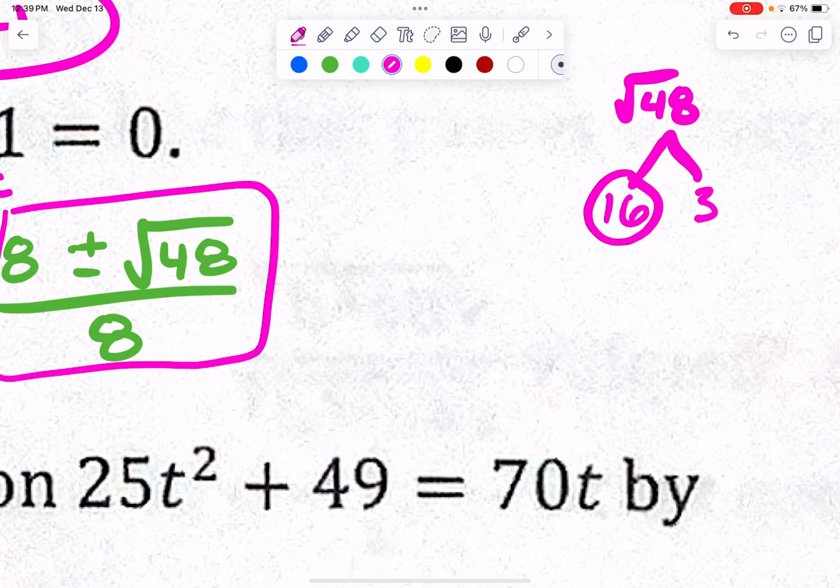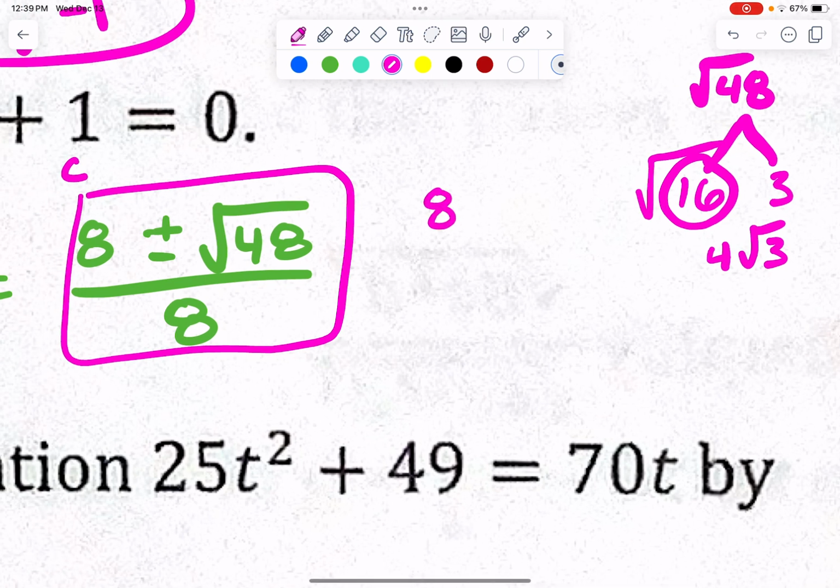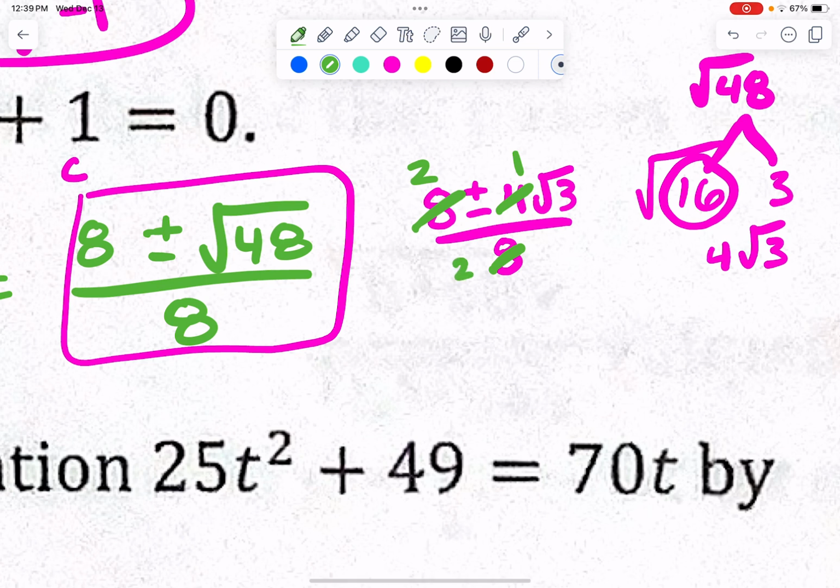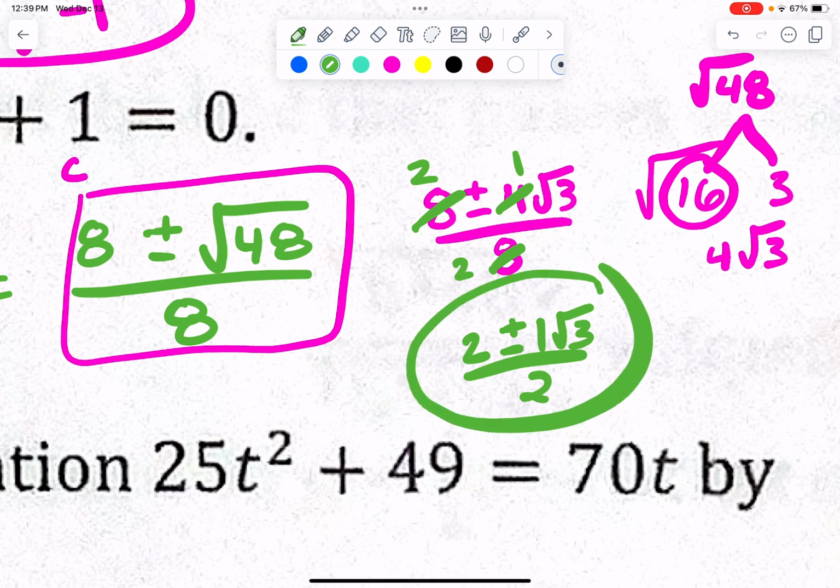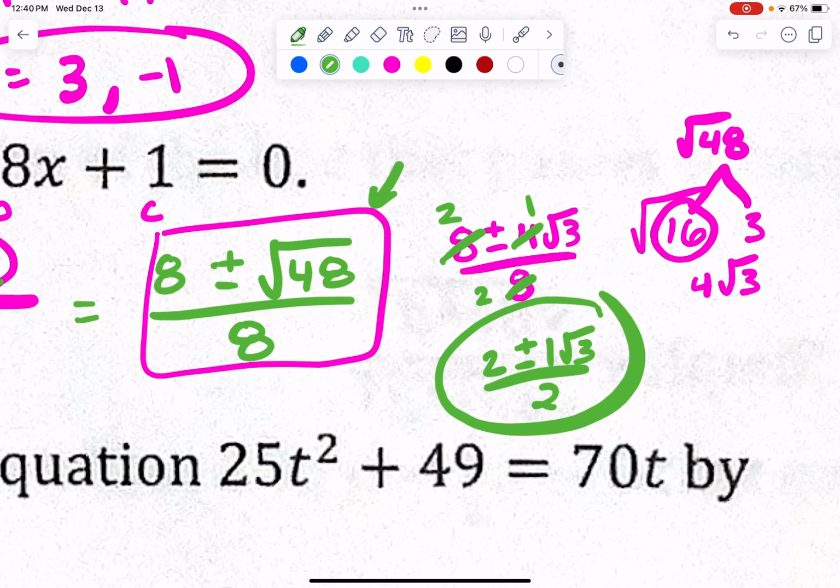So the square root of 16 is 4. The square root of 3 stays the square root of 3. So if you want to, you can write it as 8 plus minus 4 square roots of 3 all over 8. And then I can divide each one of these by 4. So 2, 1, 2. This would be 2 plus minus 1 square root of 3 all over 2. And that would be the reduced version. So if you want to stop here, I'm okay with that. But that's what it looks like if you break it down some more. Okay? All right.